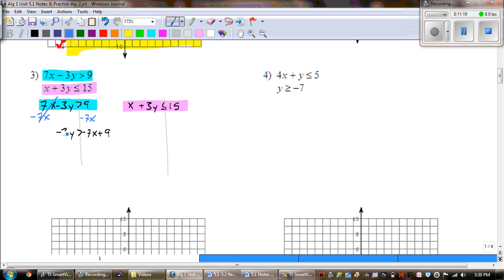Now, to get the y by itself, I have to divide by negative 3. So when I divide by a negative, I have to flip my sign. A negative divided by negative makes a positive 7/3 x, and 9 divided by negative 3 is negative 3. So that tells me that our slope is 7/3. Our y-intercept is 0, negative 3. It's going to be open and dashed. And it's less than, so that means we're going to shade below.